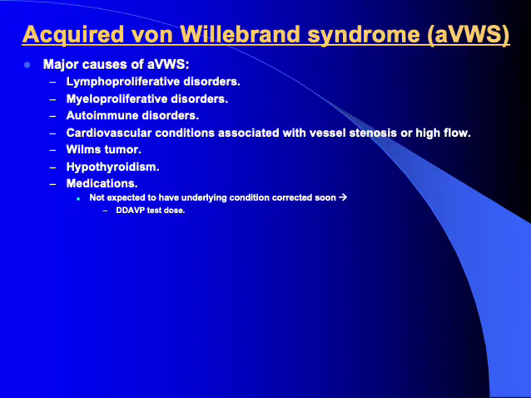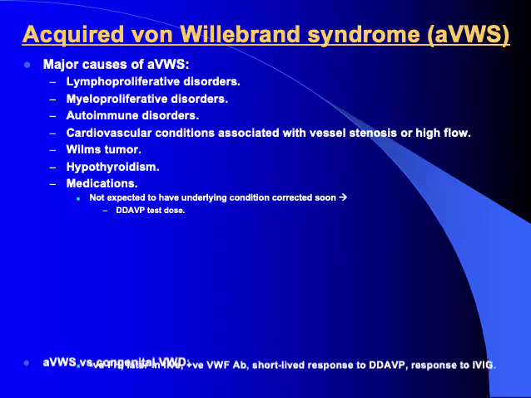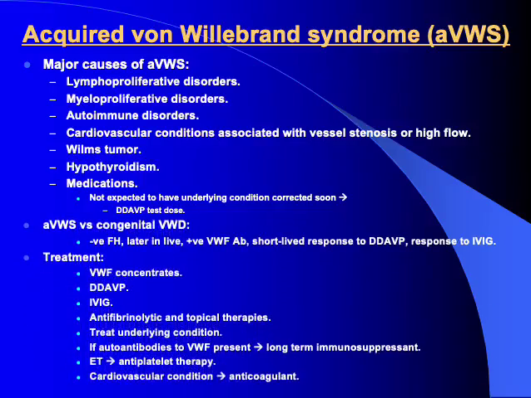von Willebrand disease. We say acquired because von Willebrand disease, by definition, is congenital. But these are the causes of the acquired form of von Willebrand disease. Try to differentiate the acquired from congenital. The treatment is von Willebrand factor concentrate, DDAVP, IVIG, typically for the acquired, not for the congenital. Treat the underlying condition. You may need to treat the lymphoma to treat the von Willebrand syndrome.